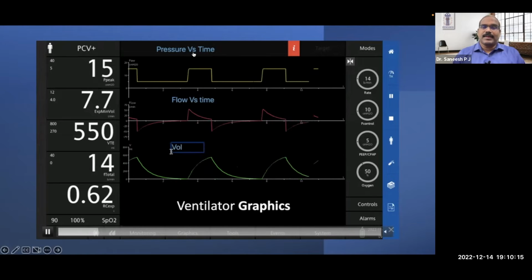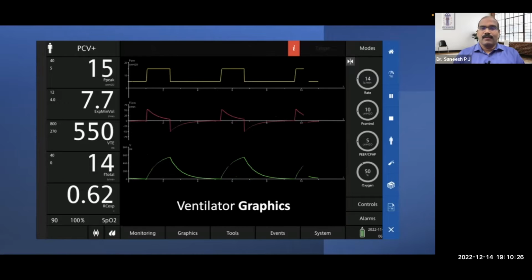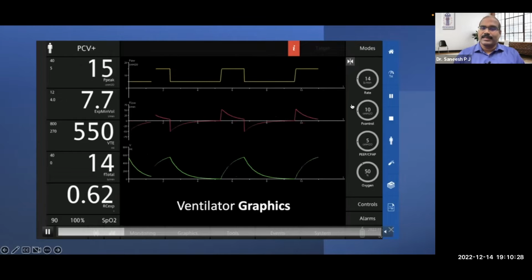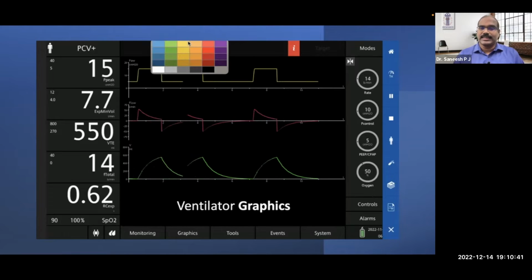You can see the pressure plotted against time, which is one of the scalars, flow plotted against time, and volume plotted against time. Of course, you can see what your set parameters are on this side and which mode you have kept. All these are important for interpreting what is given in the middle part of the screen.